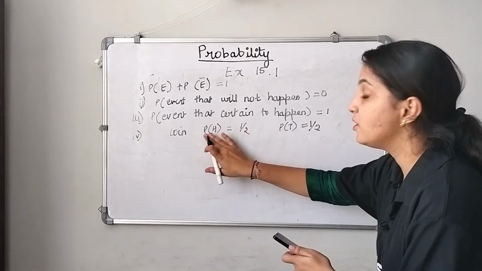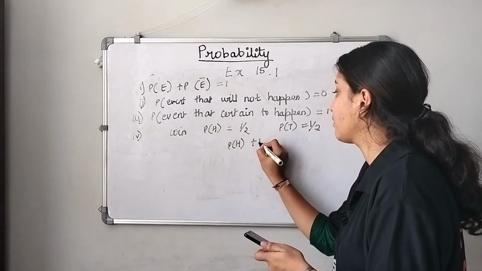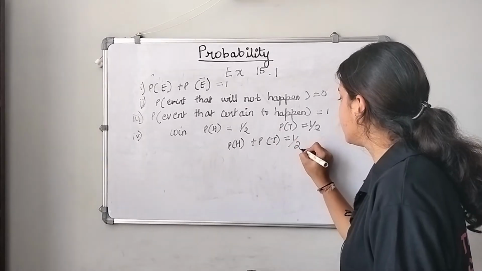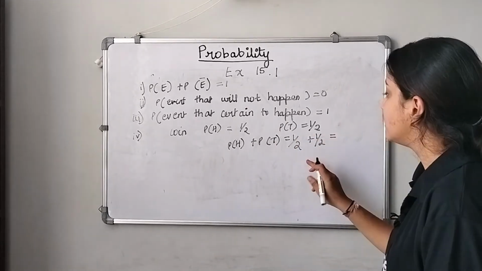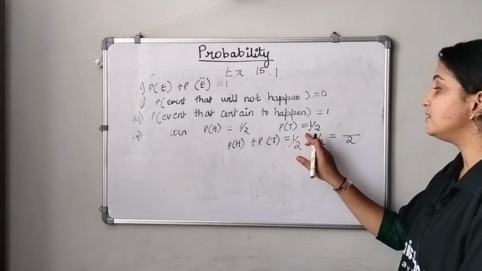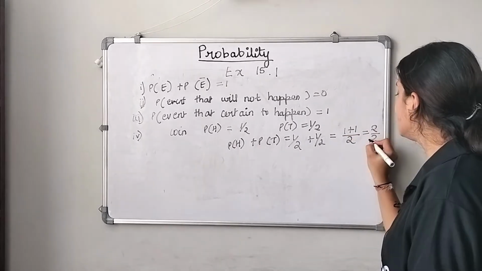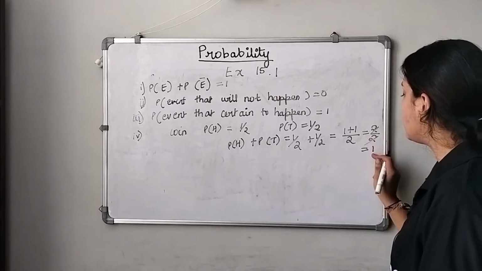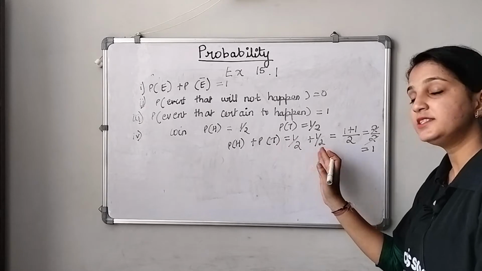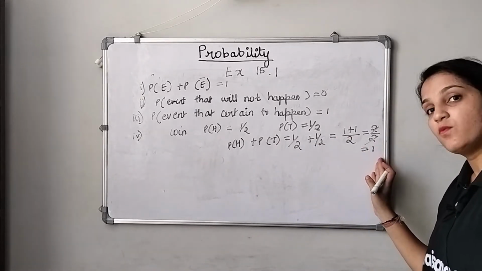Now I am adding probability of head plus probability of tail. That will be half plus half. Here 2 is common in the denominator, so I will take 2 common and add the numbers in the numerator. So equal to 2 upon 2, that is 1. So the sum of the probabilities of the 2 events is 1. Of 2 events, or any number of events, any outcomes, the sum will always be 1.